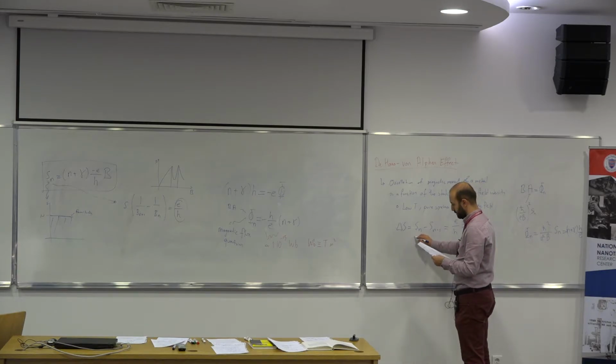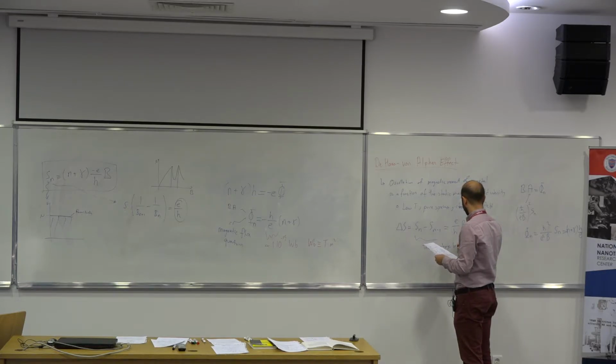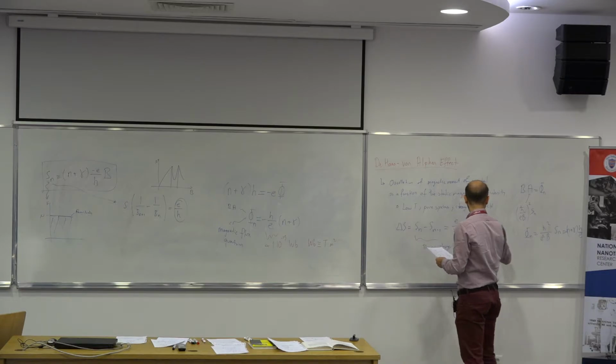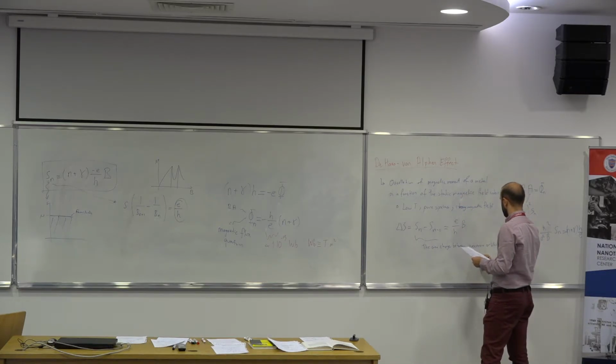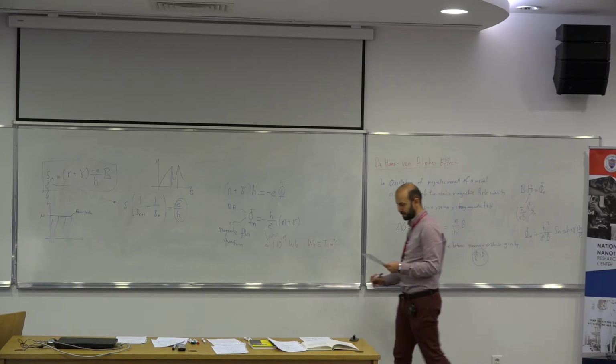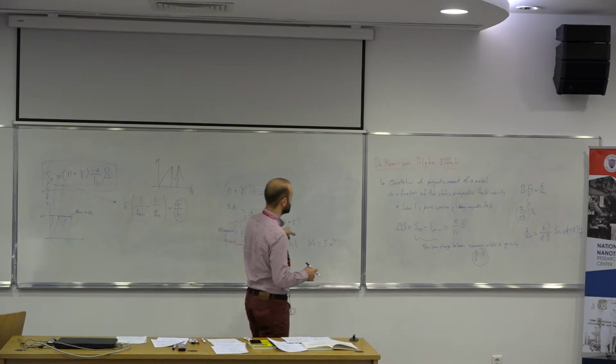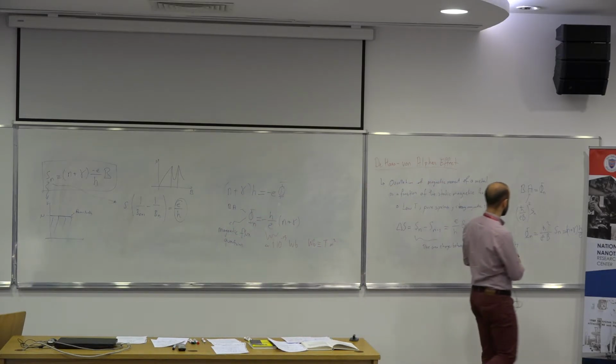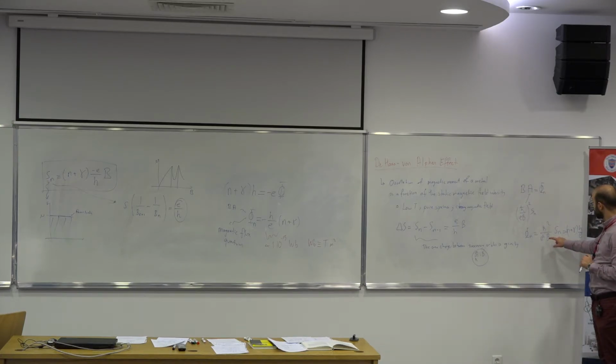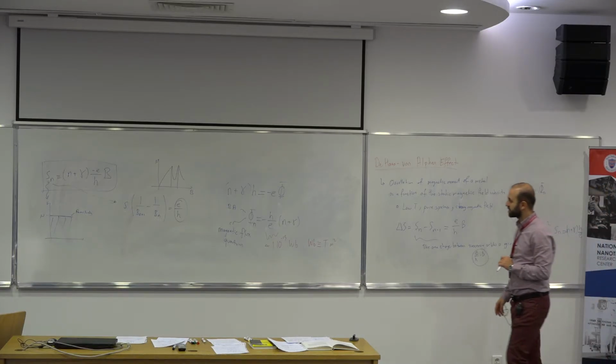So the area change between successive orbits is given by E over H times B. No, just B. If you look at this expression, it's just B.